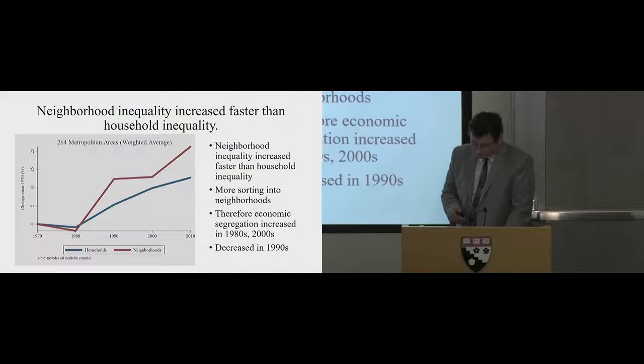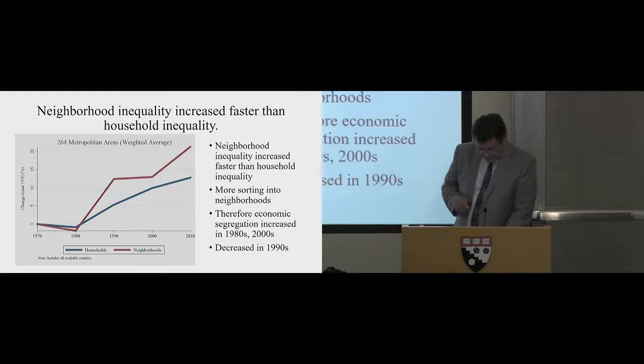If everybody had the same income, then you couldn't have any economic segregation. So household income inequality, which is shown in the blue line, has been increasing steadily in almost every U.S. metropolitan area. And these lines represent the Gini coefficients averaged across about 264 metropolitan areas.